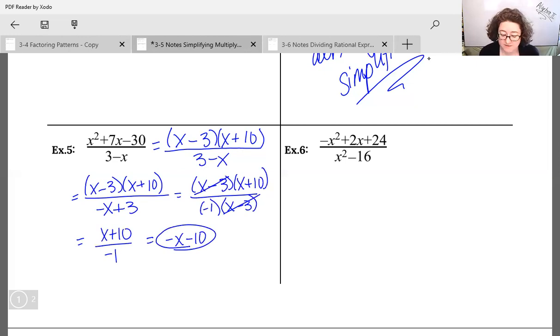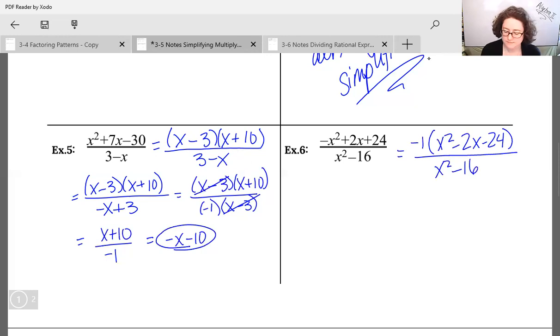The thing that's given it away for me is that -x squared in the numerator. So let's actually jump the gun because we haven't done any factorings with negatives in the front. So let's just go ahead and factor it out. If I factor out a -1, that's going to leave me with x squared minus 2x minus 24 in the numerator. And I haven't done anything to the denominator yet. And so now that expression inside the parentheses looks a lot more like what we factored before.